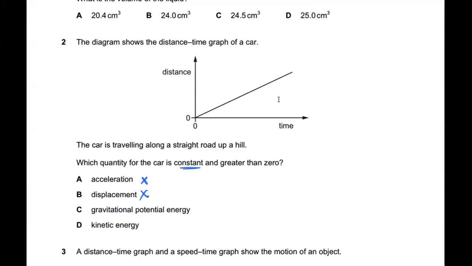GPE, if it's traveling at constant speed up a hill, so what quantity is constant and greater than zero? So if it's going up a hill, it's constantly going up some height, right? It's constantly going up some height at a constant rate. So it's definitely not constant. So it must be kinetic energy, which is pretty obvious by that formula half mv squared, right? Because speed is constant, kinetic energy is also constant.